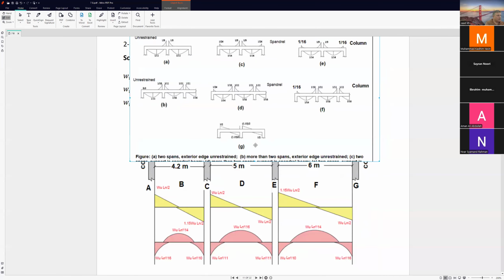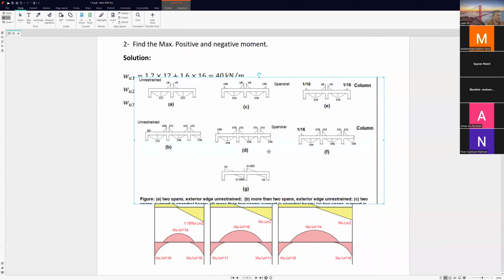We have 3 spans. We have WL square over 16 here, WL square over 14 here, and WL square over 10 here. Then WL square over 11, then 16, then 11, then we have this continuous, and this is symmetric.